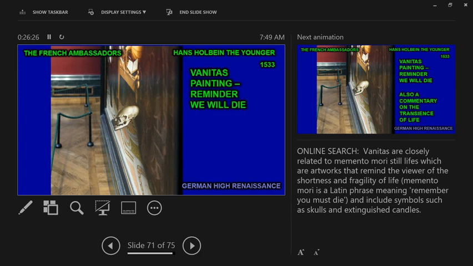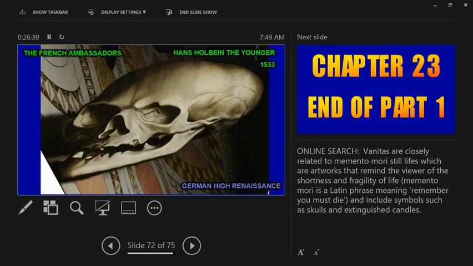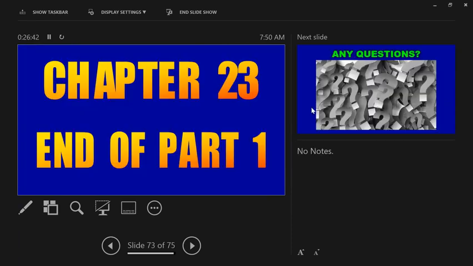I'm going to skip past this. Vanitas painting is basically the same thing as the Memento Mori. It's to remind us that we're all going to die. I'm going to die. You're going to die. We're all going to die. So get your affairs in order. All right, so that finished us for part one of this chapter.